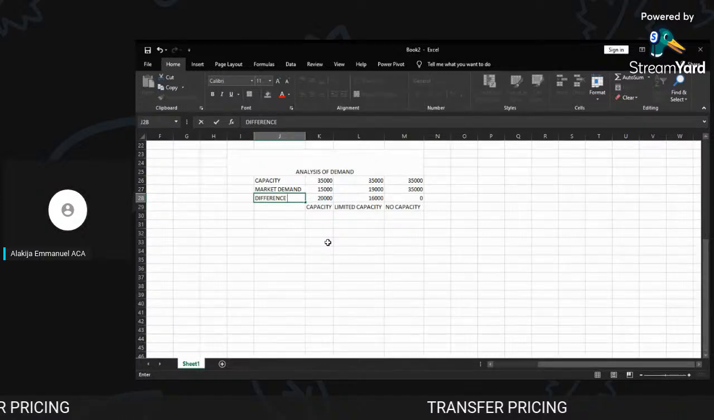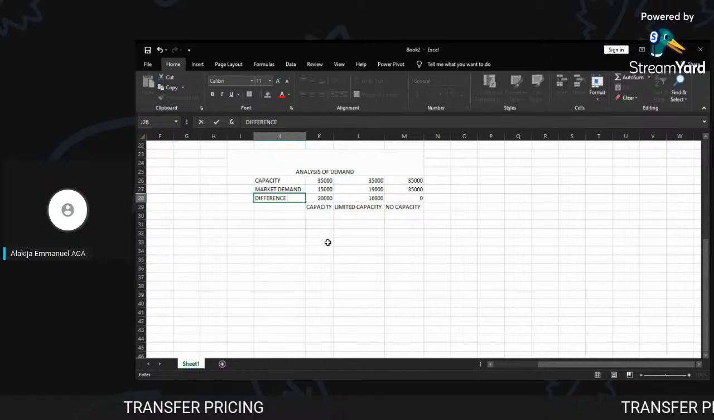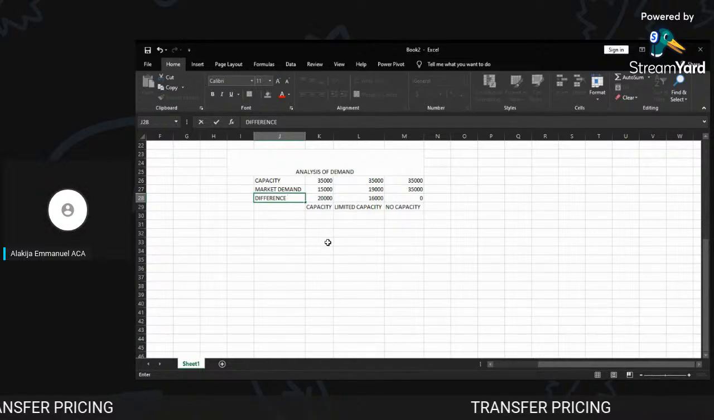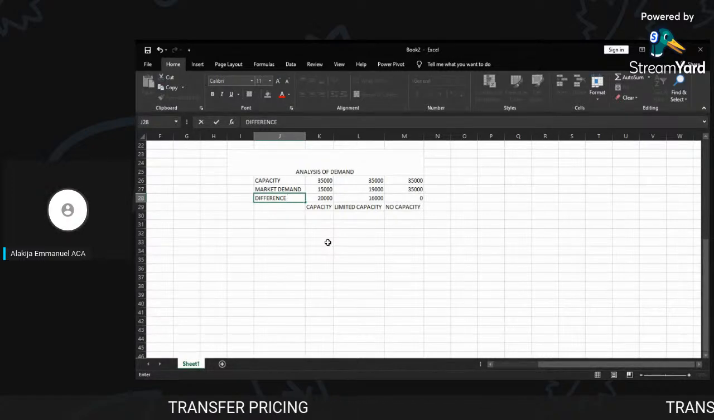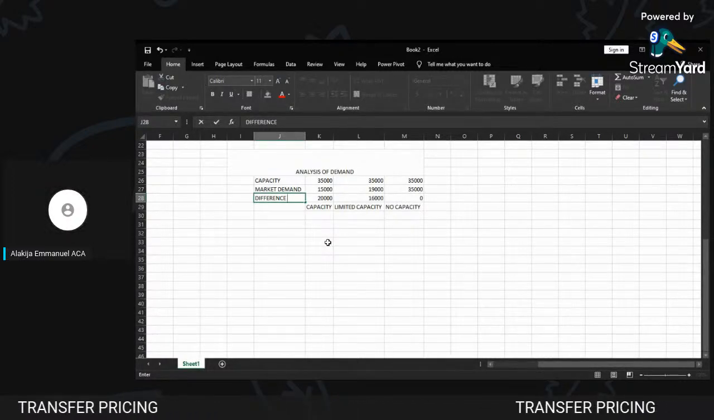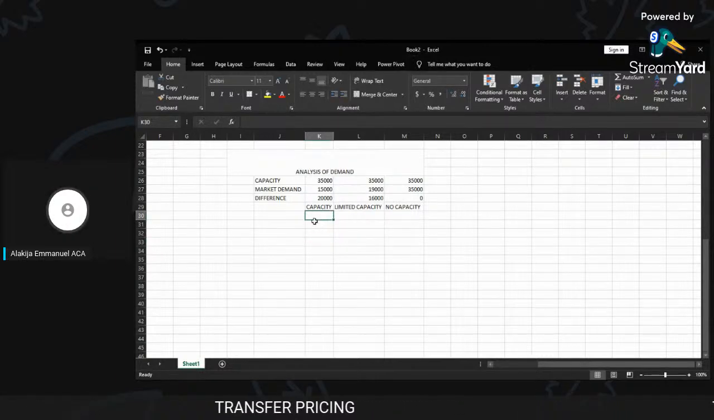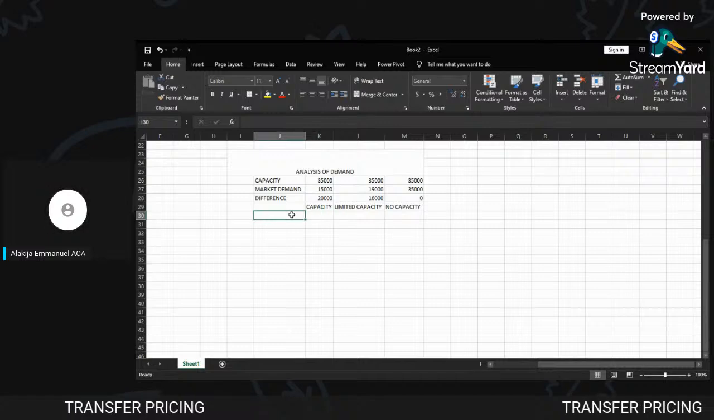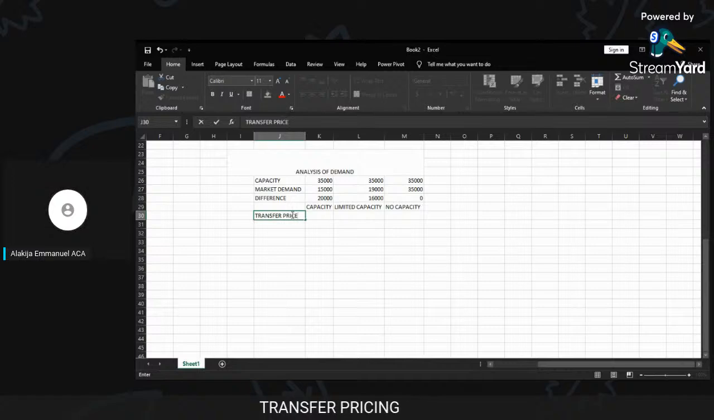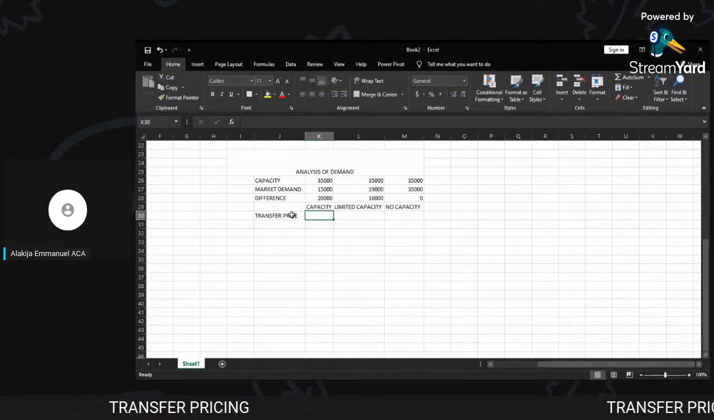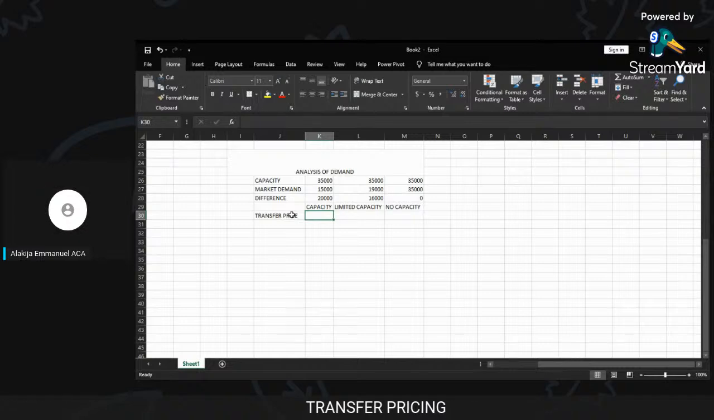Now, if the market demand is 19,000, the spare capacity available is 16,000. Meanwhile, the internal demand is 20,000, which simply means that because it is compulsory that Y must buy from X, X needs to deprive the external market of 4,000 units of its product, and there's going to be opportunity cost attached to it. So for the first one, the transfer price is going to be at variable cost.